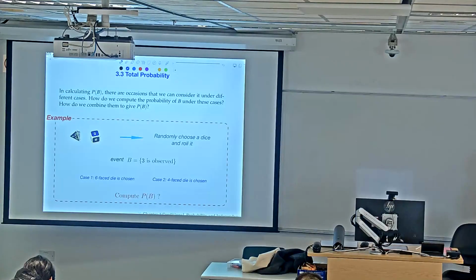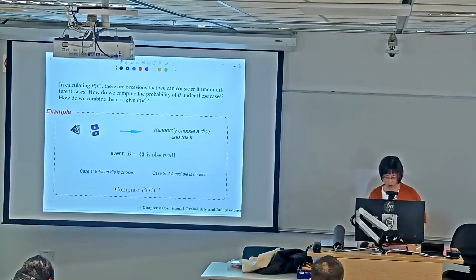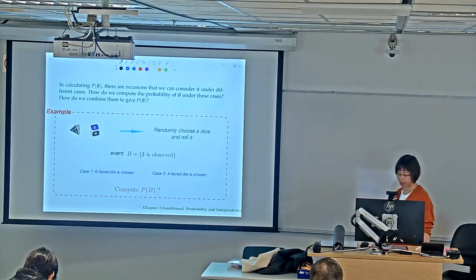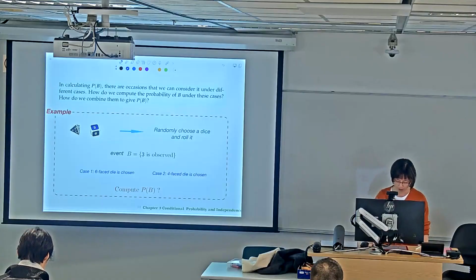Generally speaking, if you want to compute the probability of event B, there are applications that we can consider it under different cases. And if you are able to find the probability of B under different cases, how do we combine them together to give the probability of B? So let's consider this kind of example and derive the formula we want to present. So here we have 2 dice. We randomly choose one and roll it. We want to find the probability of this event that 3 is observed.